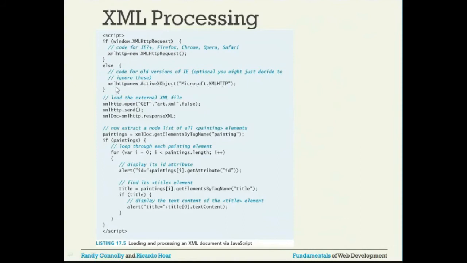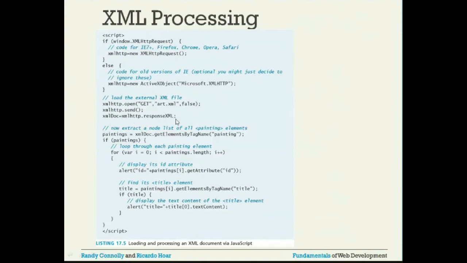So that object you are going to create, and you are going to store the reference in XML http. Here, first you are going to load the XML file, XML http dot open, get request, and this is the name of the XML file, art.xml, and it is asynchronous. This art.xml is nothing but the 17.1 XML, whatever you have seen, the same XML file.